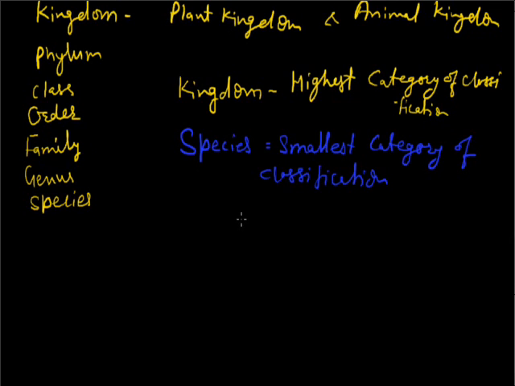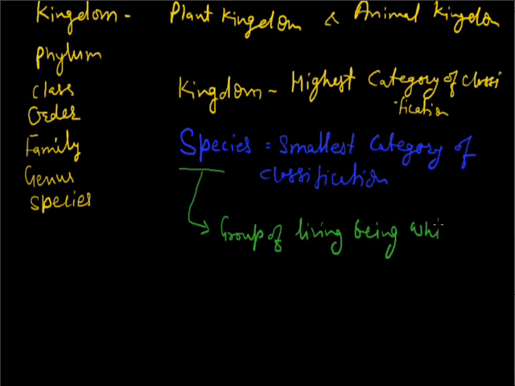Now, we discuss the species. What is the species? Species is the group of living beings which can interbreed. Group of living beings which can interbreed is called species.